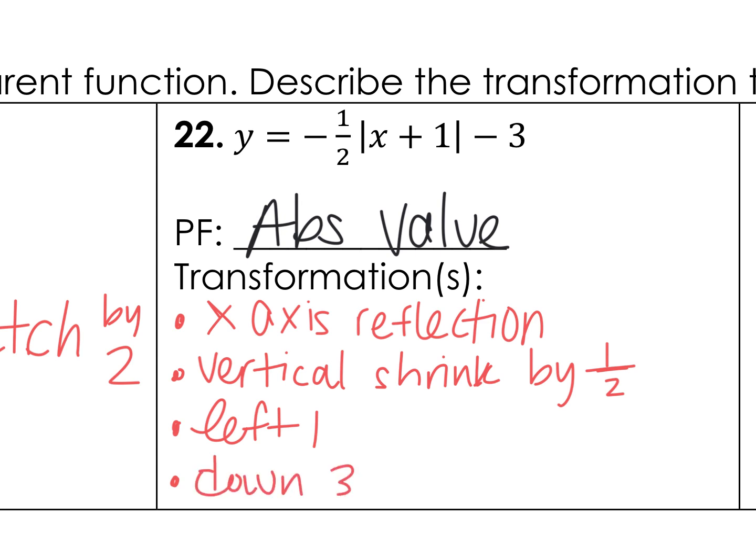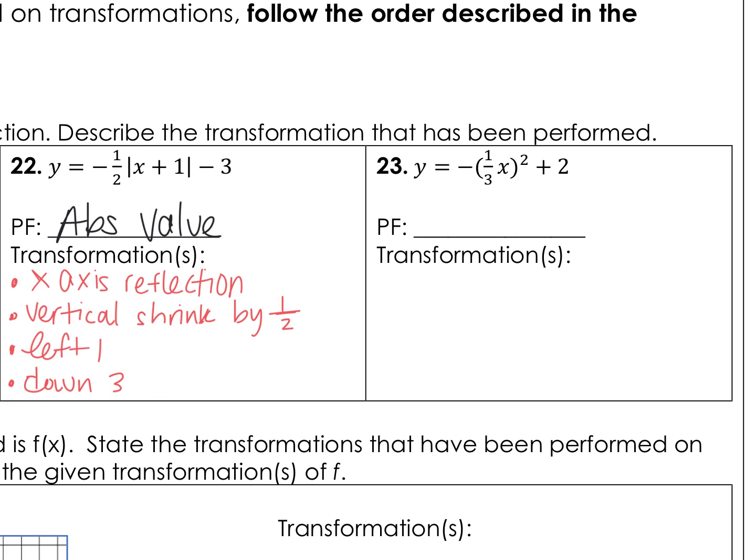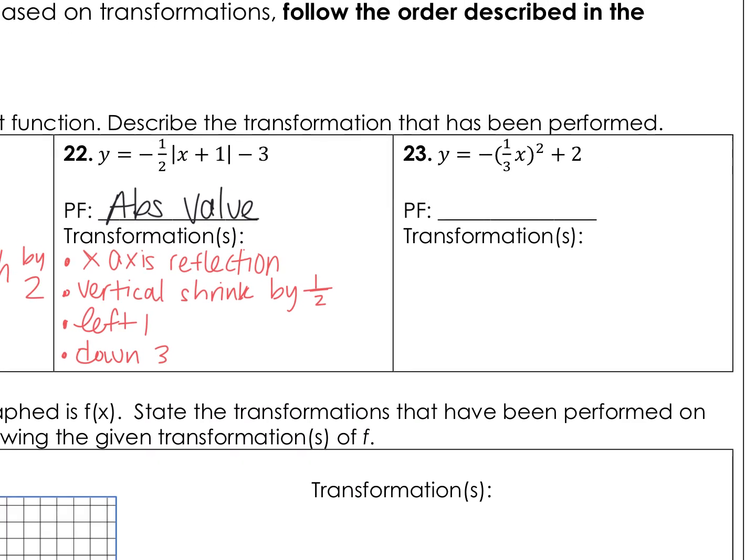Okay, one more, and then we're going to do the graph. So this one is kind of weird. See if you can figure it out for me. It's quadratic because it has an exponent of 2. Can you list out the 3 transformations? If you're confused on 1/3, we'll talk about it in a second.